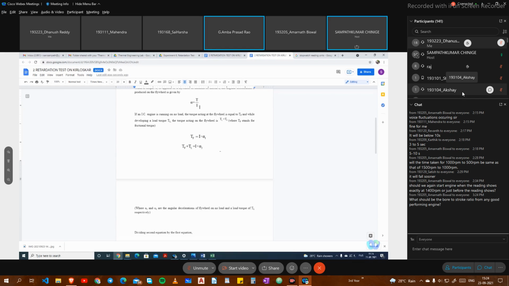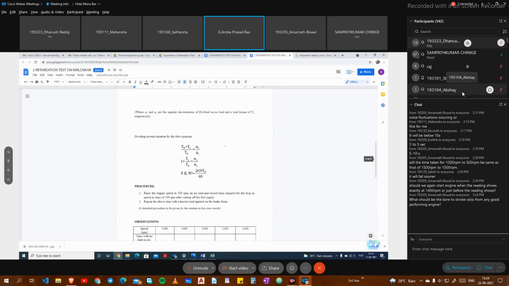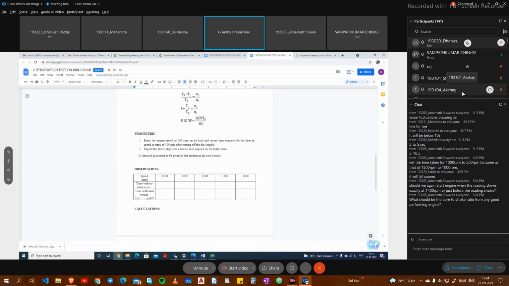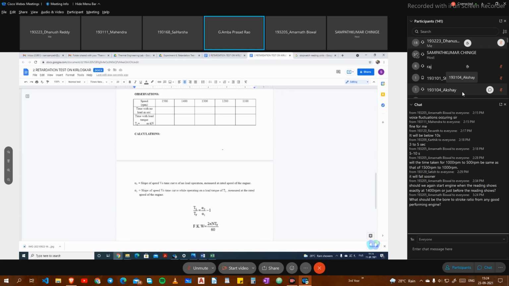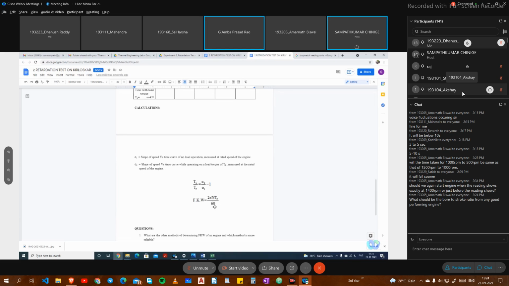So the alpha is nothing but omega by time. Omega is 2 pi N by 60. So N is already coming there. So it is a square of the speed.